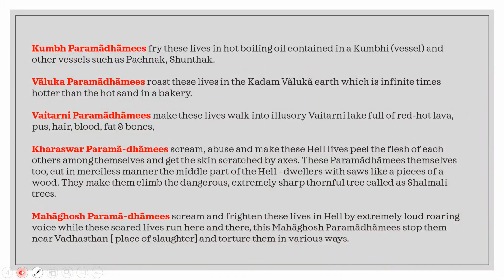And the last Parmadhami is the Mahaghosh Parmadhamis. The Mahaghosh Parmadhamis frighten the jeeves of Narkis by making loud noise. And the Narki jeeves run here and there. They catch these Narki jeeves in a place known as Vadsthan, and they slaughter the jeeves of Narkis at the Vadsthan. So these are the various tortures that the 15 types of Parmadhamis inflict on the jeeves of Narkis. I know it is a very graphic description, but this is what is given in our Shastra.